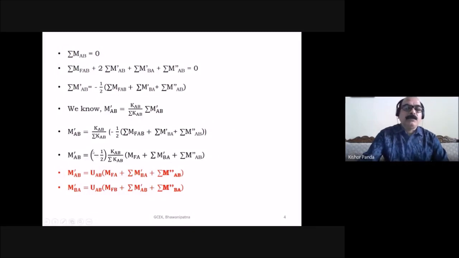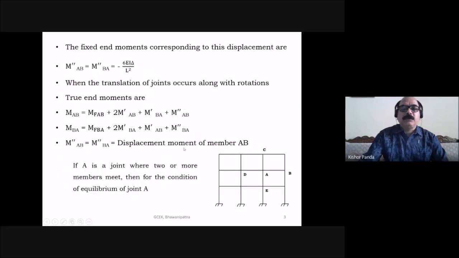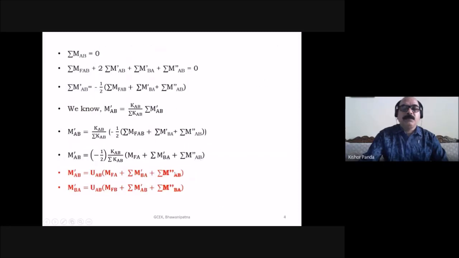Here you see this minus half KB by summation of KB is equal to the rotation factor. You know UAB is equal to minus half KB by summation of KB, and this is the fixed end moment at joint A, and this is the far end rotation moment, summation of M dash BA, and this is the translation moment, or this is also called the displacement moment. Summation of M dash AB is the displacement moment. So when you want to find this M dash AB, that is the near end rotation moment, by using this formula, you can find out the near end rotation moment.